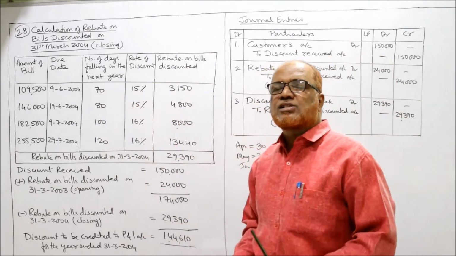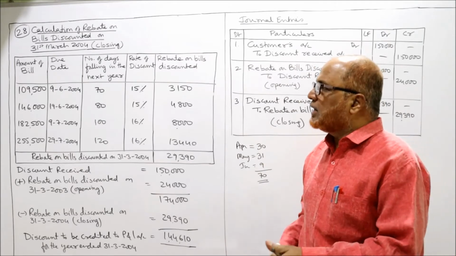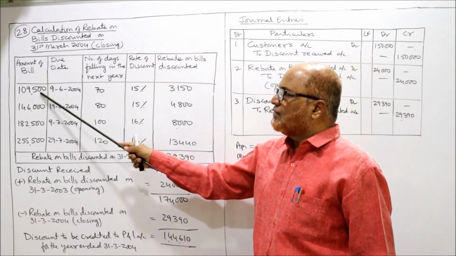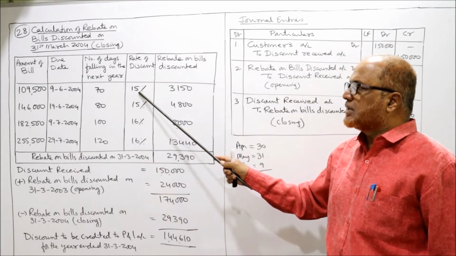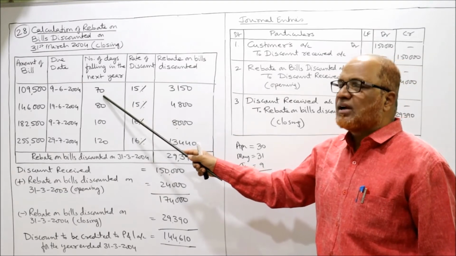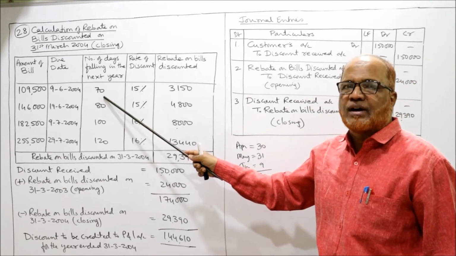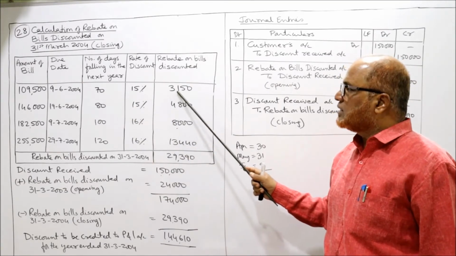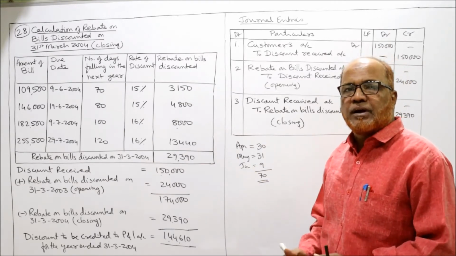We have to calculate the discount for 70 days. So multiply 1,09,500 into 15% into 70 by 365. So you are going to get 3,150 as the rebate.